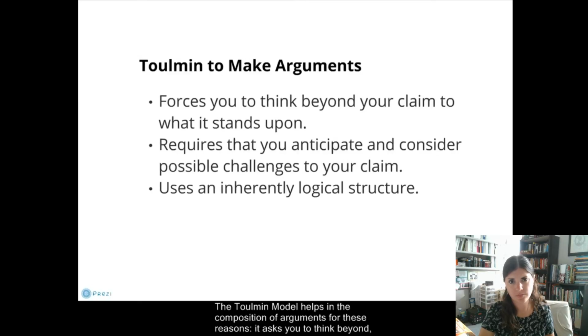The Toulmin model helps in the composition of arguments for these reasons. It asks you to think beyond, above, below, and against your own argument. That is, you cannot have completely employed the Toulmin model for your argument without putting your own claims to the test first. Furthermore, since the scheme is built upon an inherently logical structure of rational questioning, you can be sure that your argument uses reason, if sometimes even to analyze irrational situations.